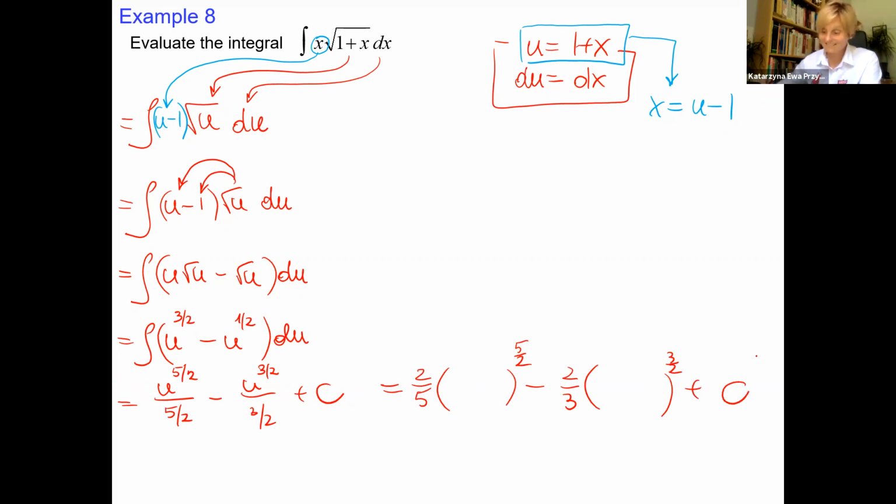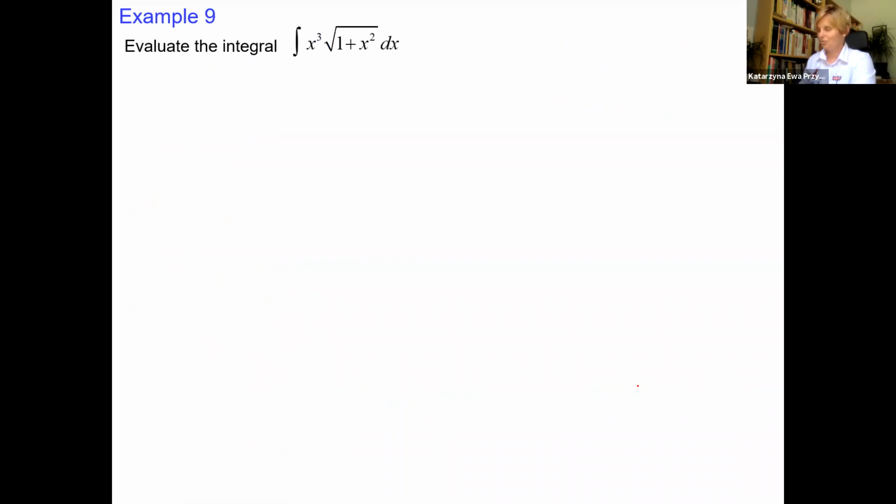And of course, instead of writing u, I will put back the original x variable, 1 plus x. That's the final answer. But please pause this slide, possibly, and check the addition. That's what we will occasionally do. Okay, I can keep this one for you.